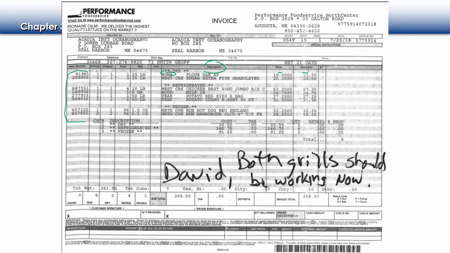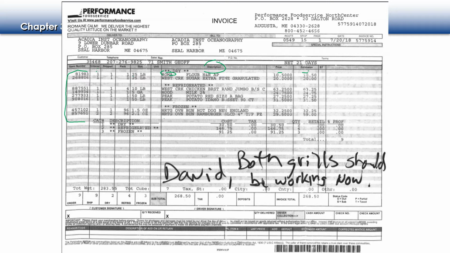Then I have right here my West Creek chicken breast. They're jumbo, boneless, skinless, and I got 4 10 pounds. My Hood milk, 22%. Hood is the brand. 5 gallons, there's one of them. And then let's move on to the frozen.